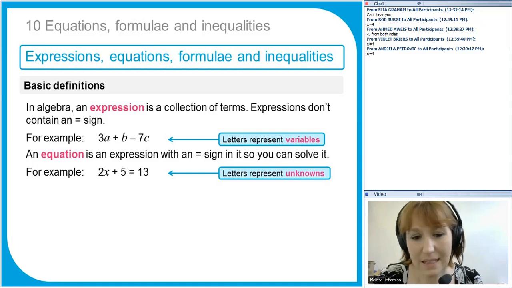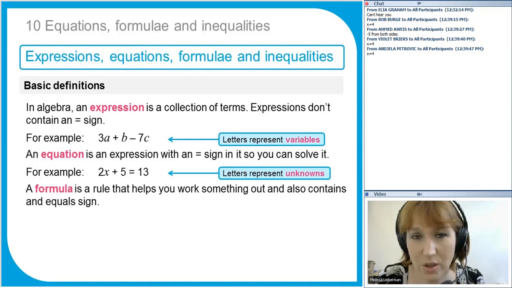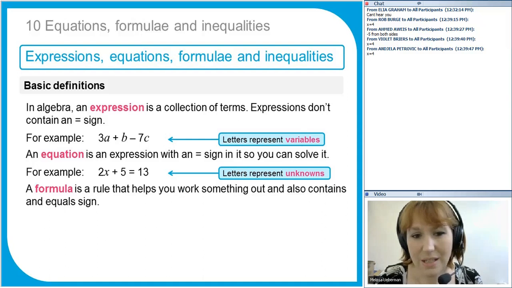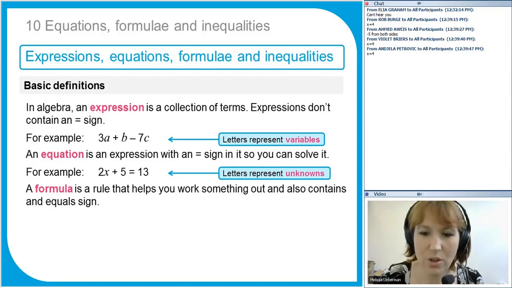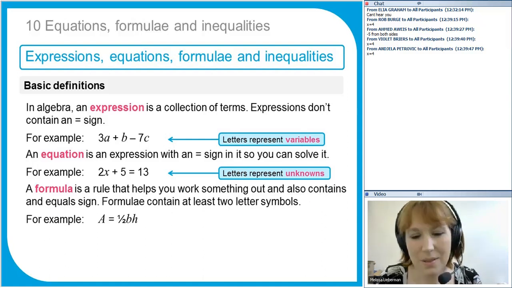Okay, now a formula is a little bit different. A formula is a rule that helps you work something out. You all met formulae before. For example, the area of a rectangle is the length times the breadth. So A equals LB, length times breadth, for example. Or you might have used a formula to convert Fahrenheit to centigrade or that sort of thing. So formulae come up a lot, and the first way to spot them is that they'll have more than one letter in them. You can't just have one because it's to link different physical amounts.